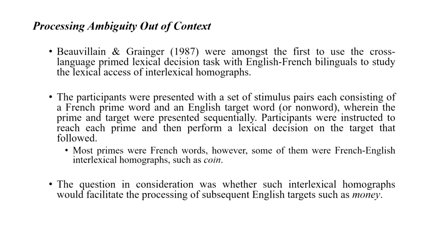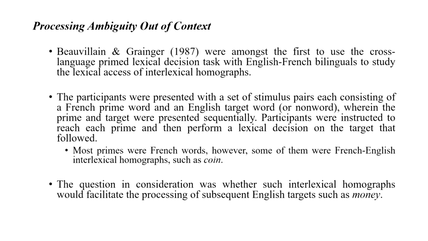Now, Beauvillain and Grainger were among the first to use the cross-language primed lexical decision task in English-French bilinguals to study the lexical access of interlexical homographs. The participants were presented with a set of stimulus pairs consisting of a French prime word and an English target word or non-word, wherein the prime and target were presented sequentially. So, the primes came first and the targets came second. In a priming paradigm, the primes are presented momentarily. They are almost unseen by the individuals, but they still have an effect on the target word based on the relationship between the target and the prime.